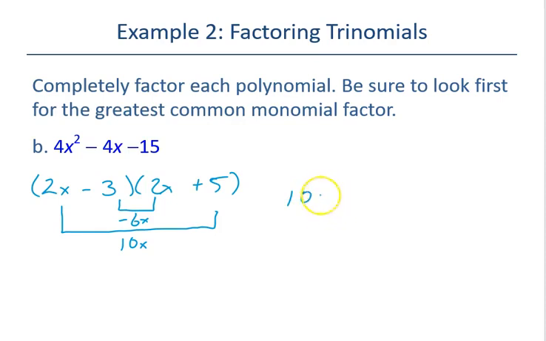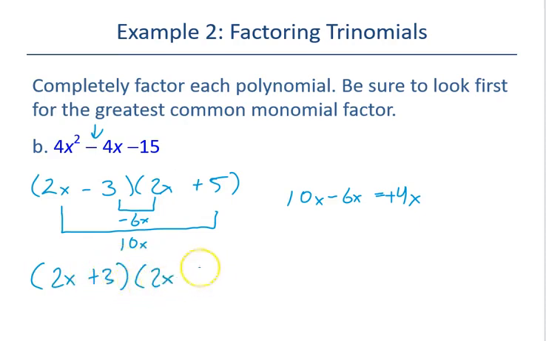Well, 10x minus 6x is going to equal 4x. But notice that's a positive 4x, and I'm looking for a negative. Now I know I'm zeroing in on it. So how about I just switch signs? Let's do this again. I've got 2x. Instead of negative 3, let's do the positive 3 this time. And then on this other 2x, let's do the negative 5.